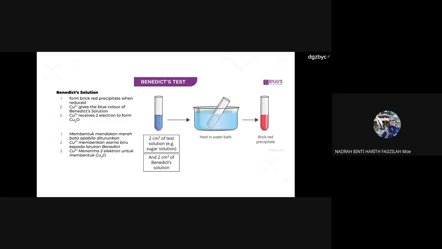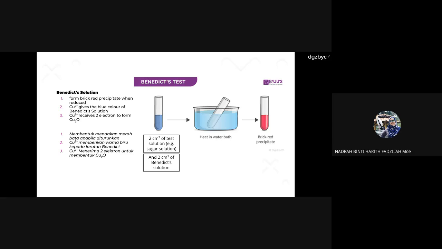So macam kita discuss tadi, bila larutan garam larut dalam air, dia akan terpisah dua. Macam copper sulfate, dia terpisah jadi Cu2 plus and SO4 2 negatif. So the Cu2 plus ion give the blue color of the Benedict test, and when it reacted with reducing sugar, it will form brick red precipitate. Cu2 plus ni dia akan bertindak balas dengan gula penurun. Dia akan menerima elektron, 2 elektron. Lepas tu it will change from copper ion into copper oxide.